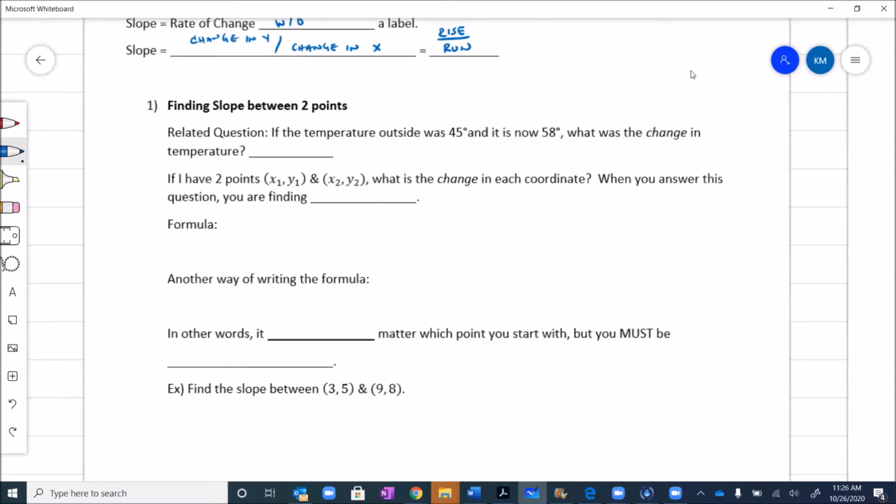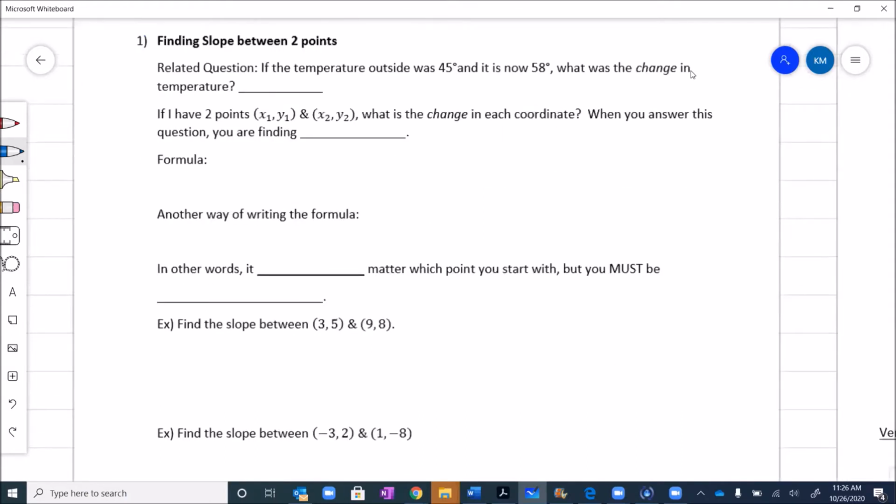So as we look at finding the slope between 2 points, it says if the temperature outside was 40 degrees and it is now 58 degrees, what was the change in the temperature? Well, we could find that change by saying, okay, it's 58 now, and it was 45. 58 minus 45 is 13. The difference between this is the change, difference, change. Okay, and so we'd say the change is 13 degrees.